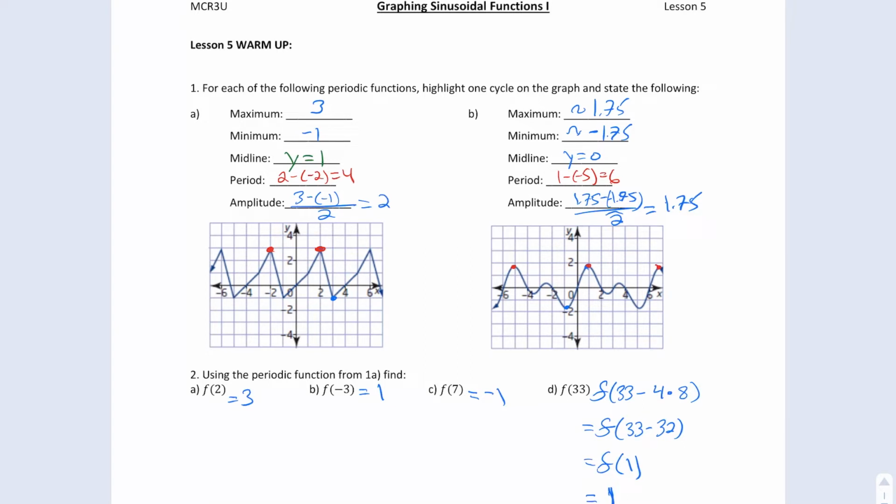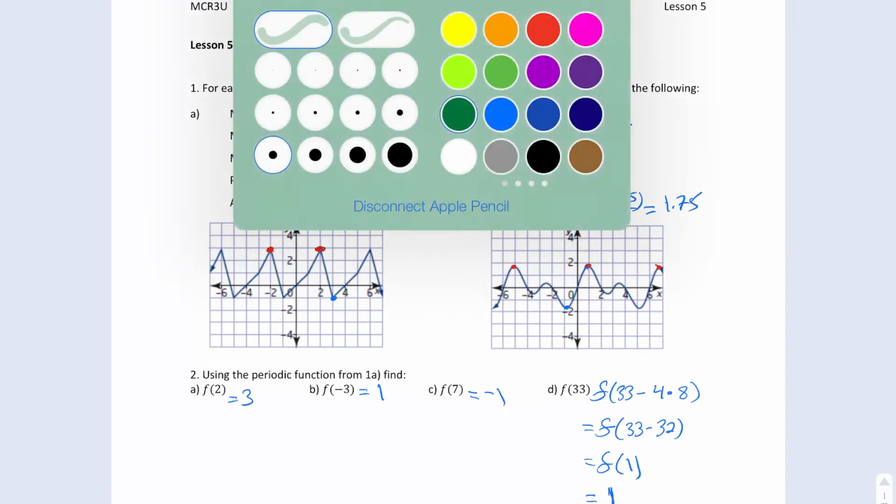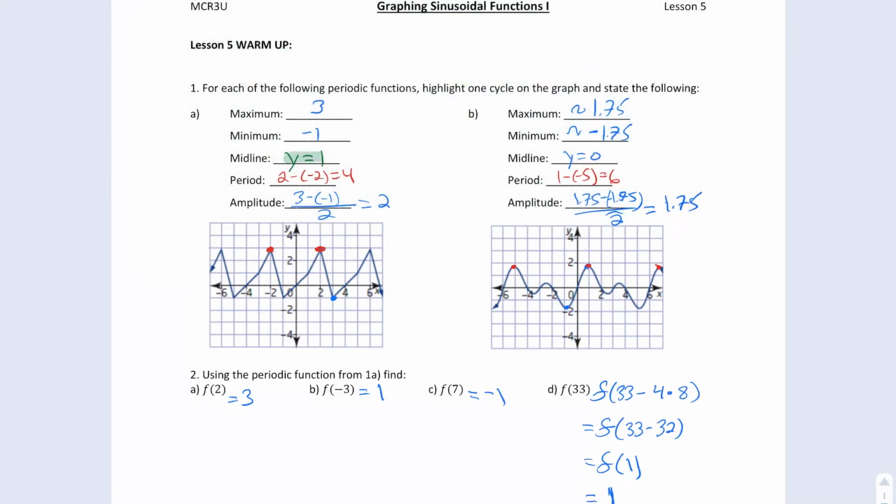So here's the warm-up for lesson 5. You can try it out yourselves. It's really just review from the last class. I'll just walk through it a little bit. If we look at 1A here, finding max, min. We didn't talk a whole lot about the midline, but the midline of a function is halfway from the max to the min. So if you go from your max of 3 to -1, then your midline is going to be y equals 1, which is here.